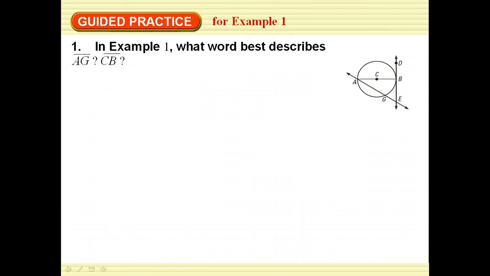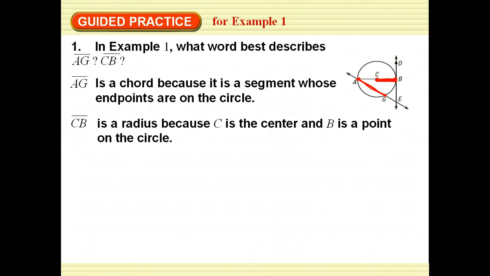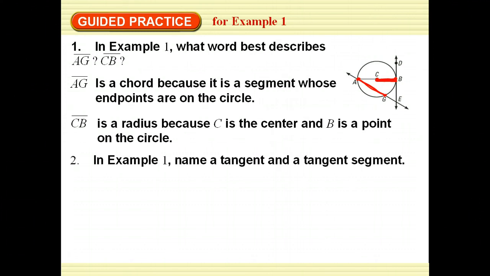In example 1, what's the best way to describe AG? Line segment AG hits in 2 places, so we would call that a chord. CB. C goes from the center out to the line segment, that would be a radius. In that same example, name a tangent and a tangent segment.